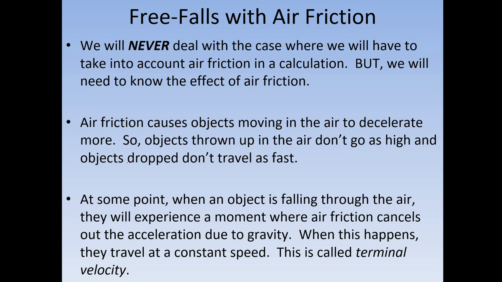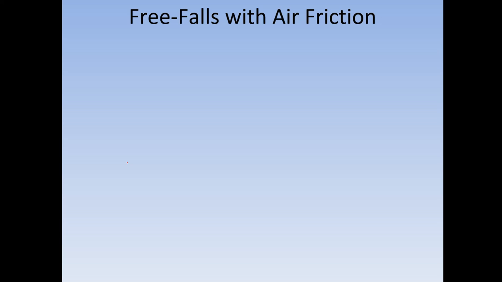Now, another thing about air friction is that at a certain point when objects are falling, there's a period of time where the air friction that's decelerating them upwards actually counterbalances the acceleration of gravity pulling them down. So those two accelerations cancel out and the object will start to move at a constant speed. This is what's called terminal speed or terminal velocity. Basically, it's the fastest an object can move based off of the balancing of air friction.